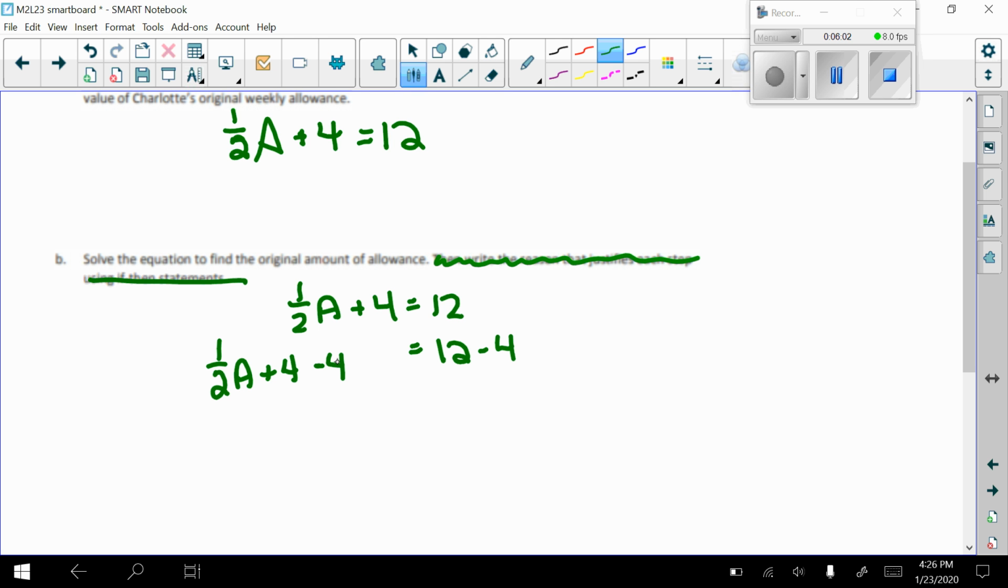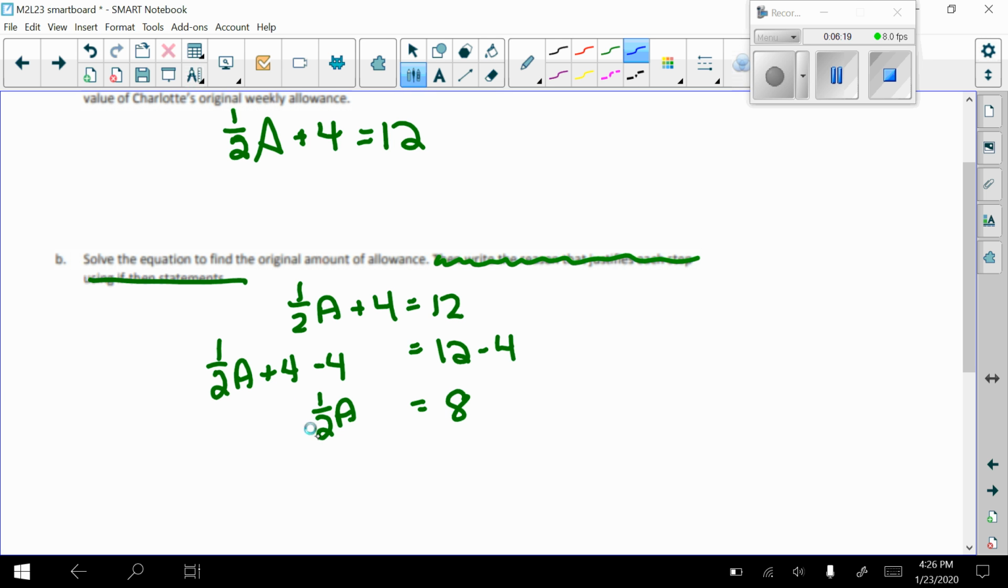4 minus 4 is 0. So 1/2 of A plus 0 is 1/2 of A. 12 minus 4 is 8. Well, if I have half of an allowance equals $8, what's a full allowance?